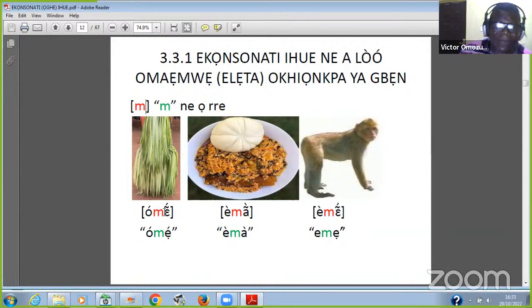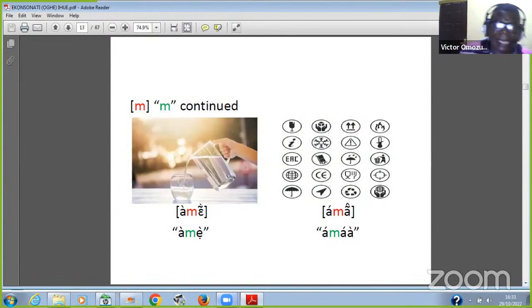You see, the air that follows the nasal consonant is automatically nasalized. You cannot have an oral vowel anytime you pronounce a nasal consonant in Edo. It's not the same in English. So we must take notice of that. Then you have it in Ema. You have it in Amen. So the pictures are there. And then you have it in Amen.